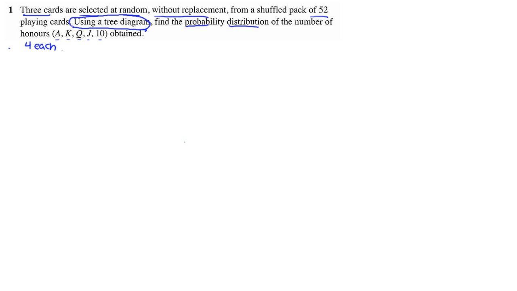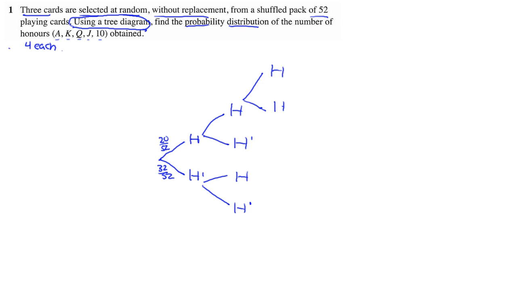Okay, so let's go ahead and start off our probability tree. Since we're only considering honors, I'm going to say honors or not honors. And the probability of getting an honors is 20 out of 52, or not honors is 32 out of 52. Now, what I want you to do is go ahead and pause this and then set up the rest of the tree and fill in all the probabilities. And then when you're done, start it back up again and we'll compare.